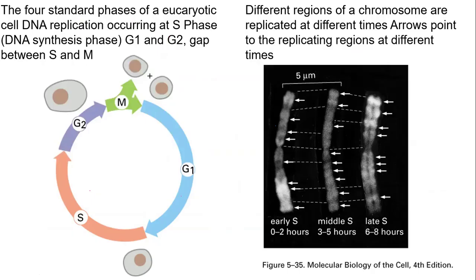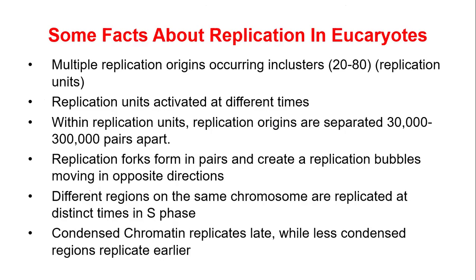The same idea is shown here. The four standard phases of the eukaryotic cell cycle, with replication occurring at the S phase. We have just seen that. Then different regions of the chromosome are replicated at different times. Arrows point to the replicating regions at different times. Recall that this is because there are multiple origins of replication along the chromosome.